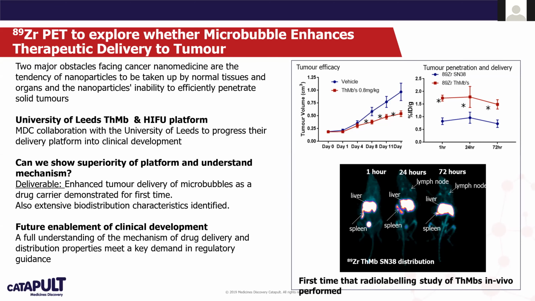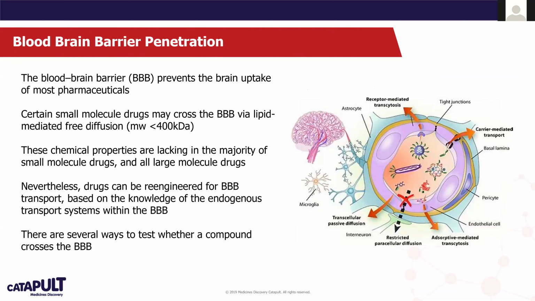Another very important area which has an unmet need is understanding blood-brain barrier penetration. So the blood-brain barrier prevents the brain uptake of most pharmaceuticals. So certain small molecules can cross via a mechanism known as lipid-mediated free diffusion, but these properties are lacking in the majority of small molecule and all large molecule drugs.